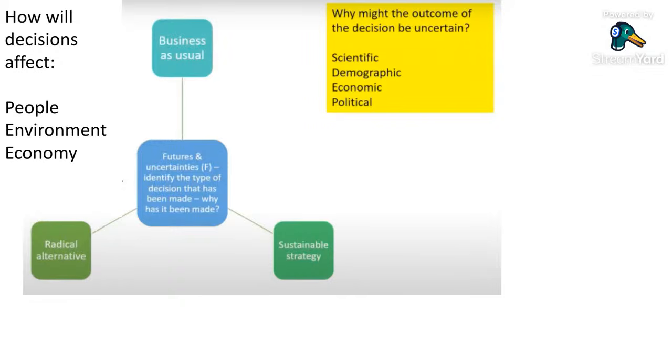So thinking about futures and uncertainties, what route might they be taking or is suggested? Is it business as usual? If the topic's about energy, is it sustainable? Can it continue? Or even if it's about an economy, it doesn't have to be energy, is this strategy sustainable? Is there a suggestion of some sort of radical alternative, or can you think of one based on some of the work that you have been doing? Why might the outcome of the decision be uncertain? Is there some sort of scientific, demographic, economic, political influences?